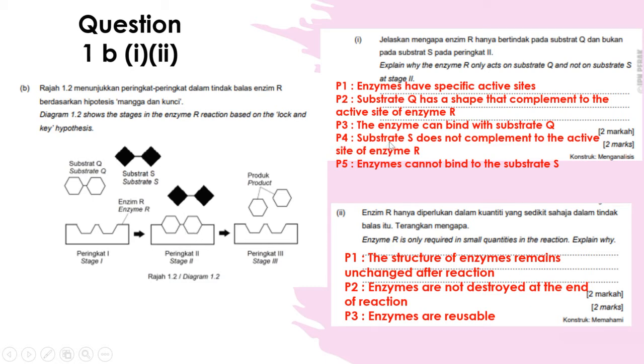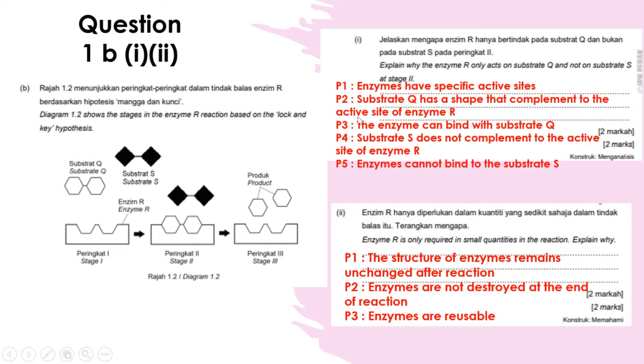And point number 4, substrate S does not complement the active site of enzyme R. Why not complement? Because it has a different shape that does not complement the active site of enzyme R. Alright, and then point number 5, the enzyme cannot bind to substrate S.